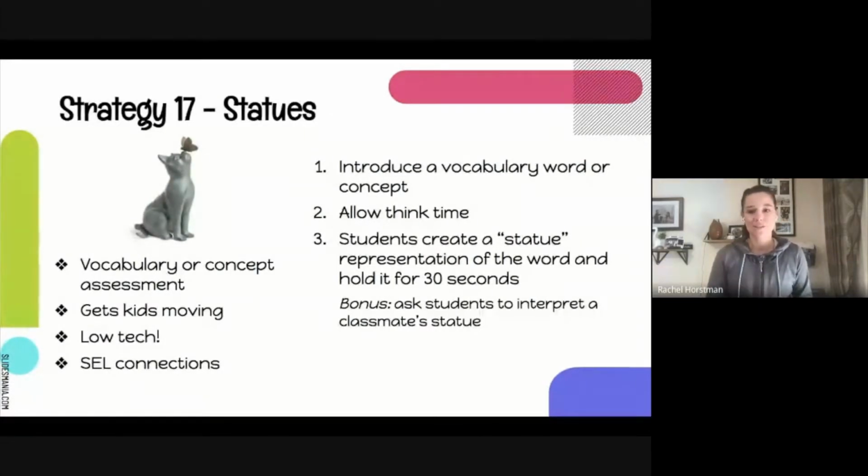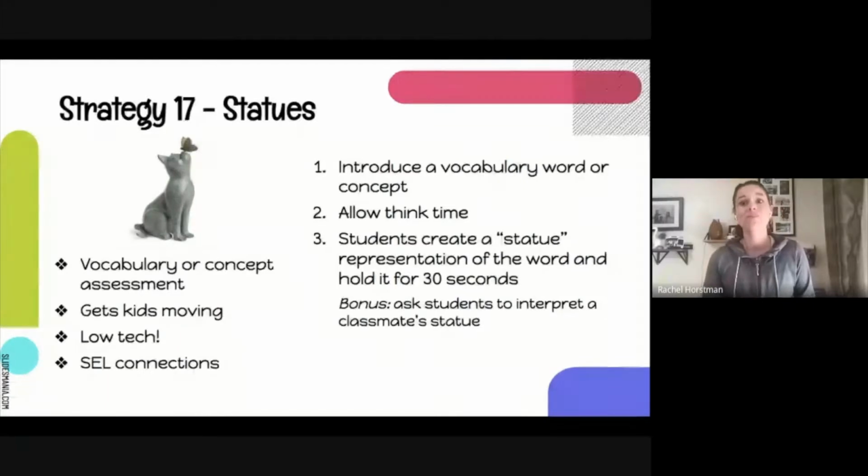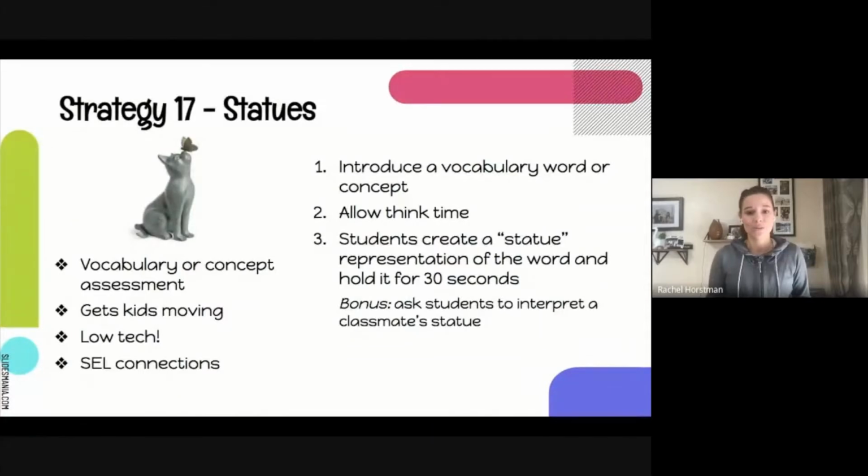I love this strategy for a virtual setting because it's a low tech engagement strategy, and it gets your kids up and moving out of their seats. They have to be standing for this. This is great for vocabulary assessments or just concept assessment in general. There's also some really beautiful SEL connections to it because there's lots of opportunities to talk about facial expression, body language, and things like that, and tie that in for your students.